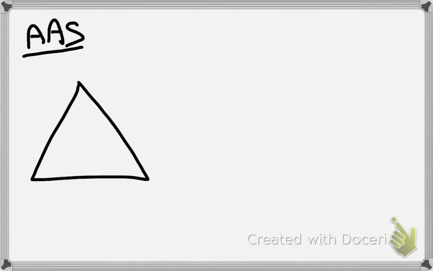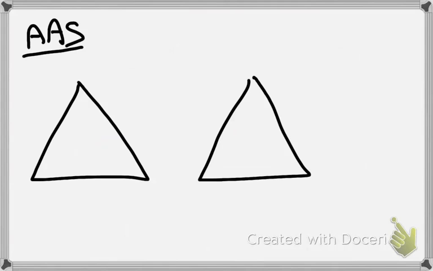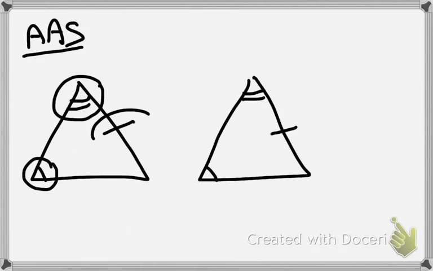For angle, angle, side, again, you're going to need 2 angles and a side, but instead of the side being between the 2 angles, the side is going to be outside of the 2 angles. So you might have an angle here and the angle here again, but instead of the side being here, the side is going to be over here. Okay, there is an angle, then an angle, and then a side. Whereas the last one was angle, side, angle because the side was in between the 2 angles.